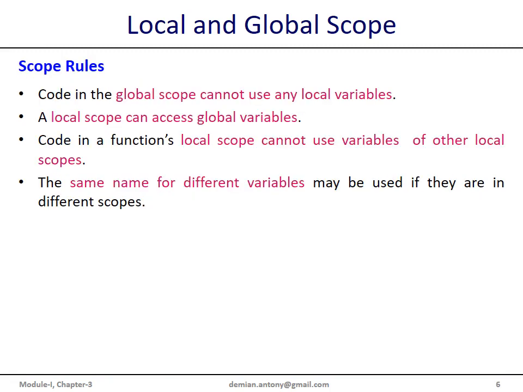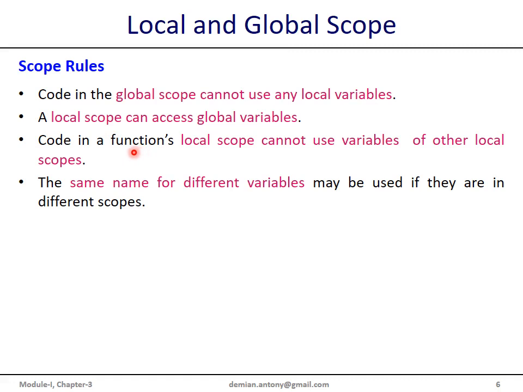Let us understand the variable accessibility rules. The first is that the code in the global scope cannot use any local variable. It means that the local variables are inaccessible at the global scope. Second is that the local scope can access global variables. A local scope can access any of the global variables.